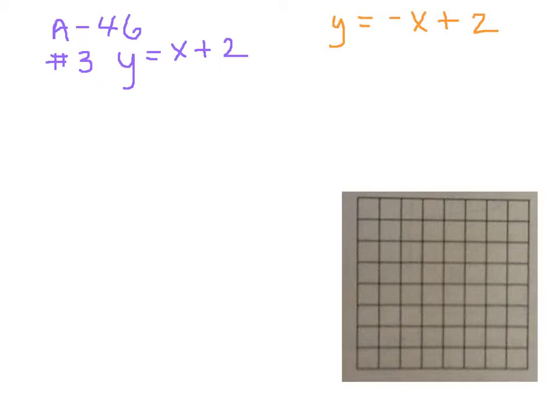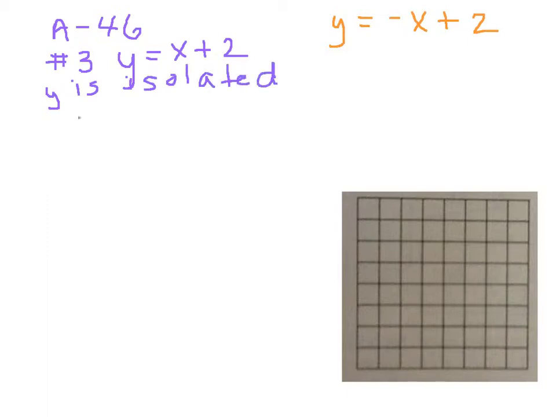So the purple is, I'm going to graph the equation y is equal to x plus 2. So y is isolated, so it's already in slope-intercept form, y equals mx plus b form.